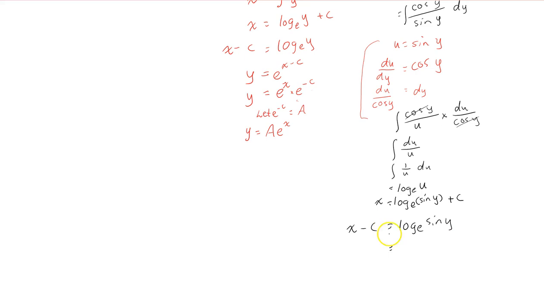And we can then rewrite this as e to the x minus c equals sine y. You know what's going to happen with that because it happened over here. Then y is going to be equal to inverse sine of e to the x minus c, something like that, sine to the negative 1 of e to the x minus c. And in the same way that it became a times e to the x, it can be a times e to the x again here.